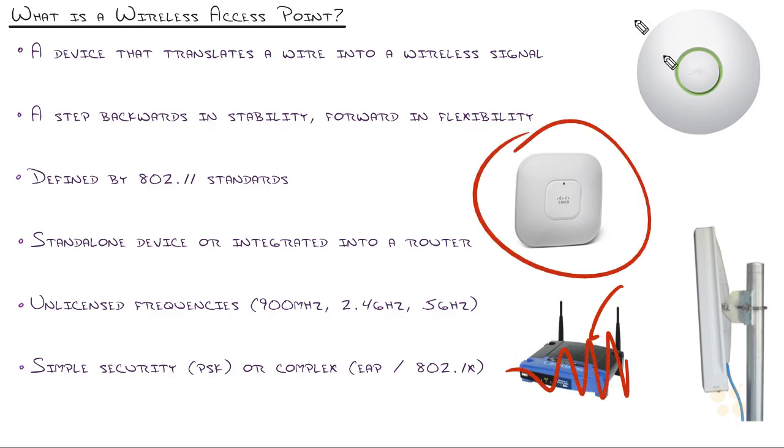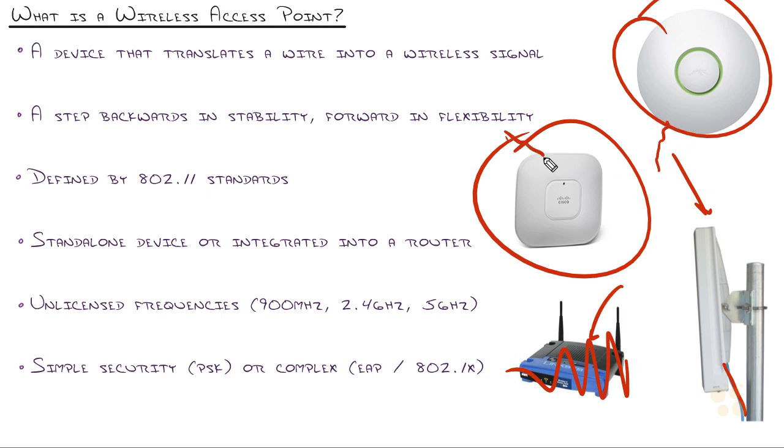You want to go with something like this, or even this, where you have a wireless access point that just does the translation. You would plug a cable into it, which you don't see here. There'd be a cable going there, a cable going there. That device then broadcasts the wireless signal within an area.